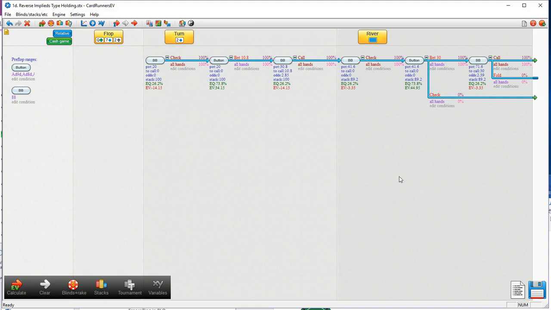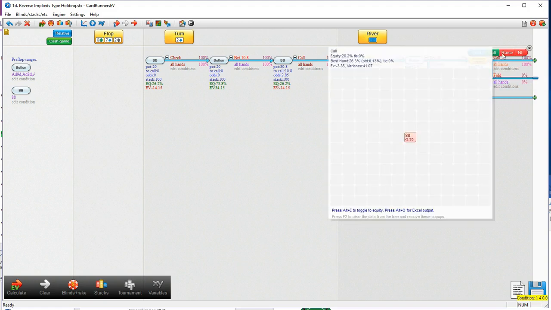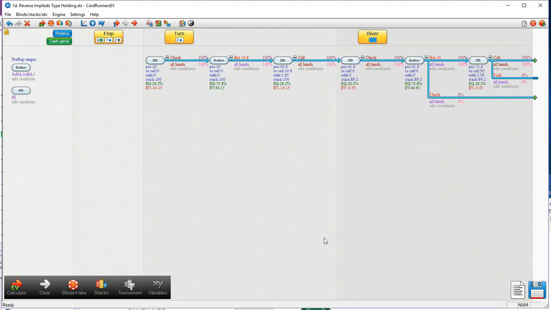So let's see what happens on the river. We check our pocket 8s, and we're assuming the guy just bets every time. And actually, as the model stands at the moment, it's assuming that we just call down against his entire range. So he's going to bet whether he has a flush draw or not. We just call down. You can see our expectation is hugely limited in this case.